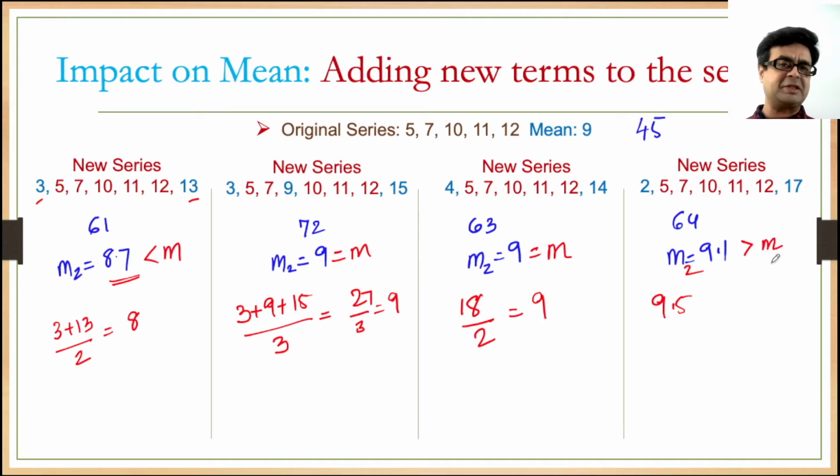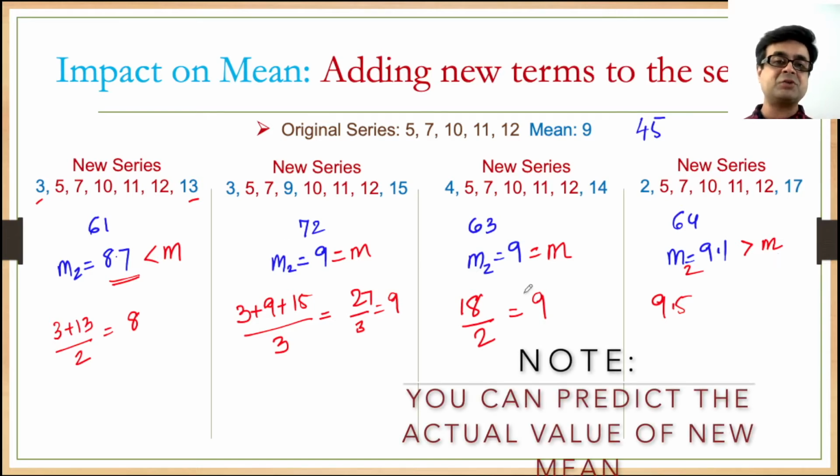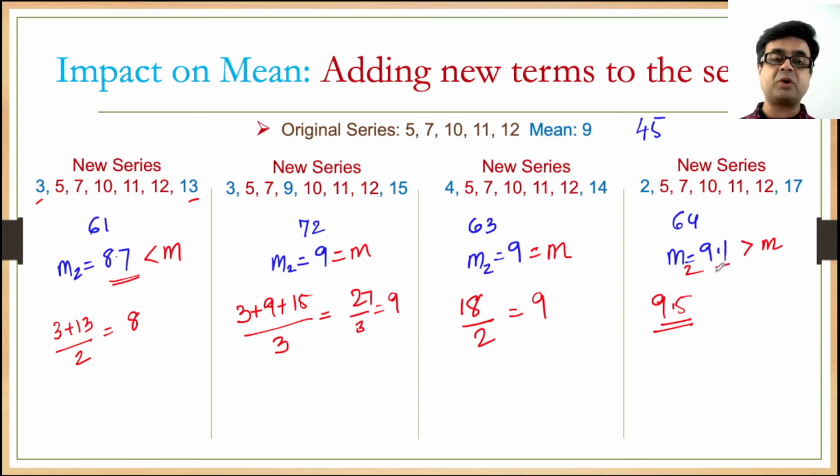So a couple of things here. I hope you understand the pattern now. You have to calculate the average or mean of the new numbers that are added to the series, compare it with the original mean, and figure out if the mean is going to increase or decrease. However, you cannot predict what the final value of the mean would be. As you can see here, the mean of the two new numbers is actually 9.5, but my new mean is 9.1. So calculating the average of the new numbers would only give you the direction in which the mean is going, whether it would go higher or lower, but not the exact value of the mean.